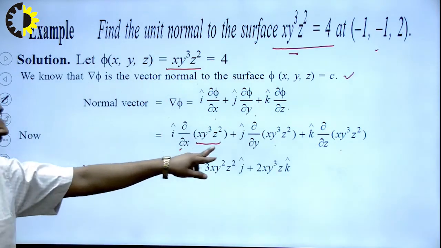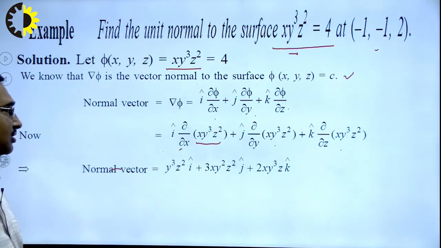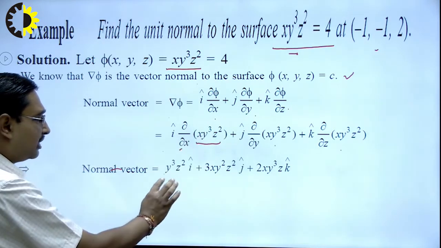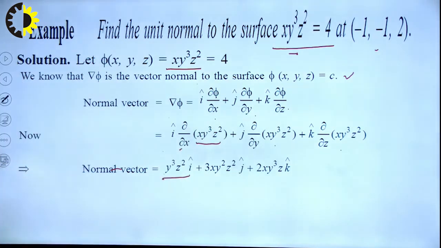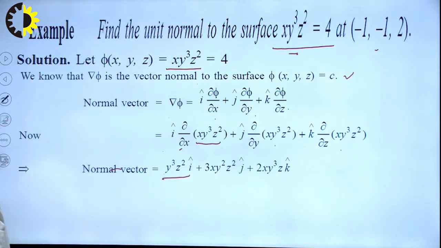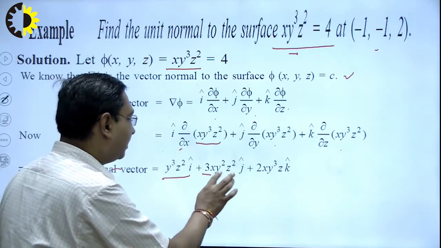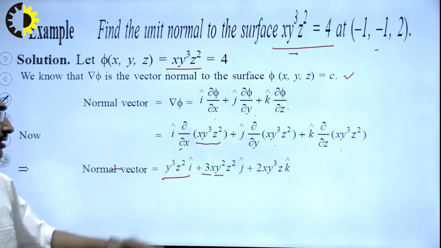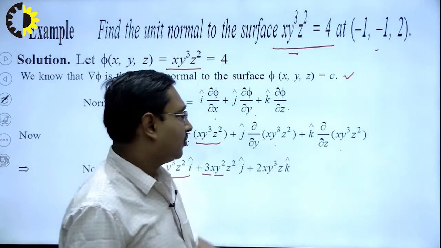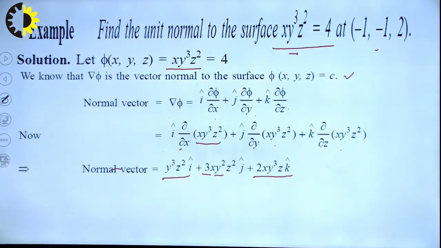Differentiating this term partially with respect to x, y and z will be treated as constant, and the resulting expression will be y cube z square i cap. From second term, x and z will be treated as constant, and derivative of this y cube will be 3y square. So, I obtain this term. Similarly, from third expression I obtain 2xy cube z k cap.